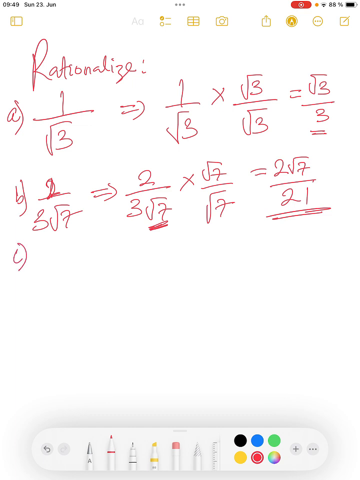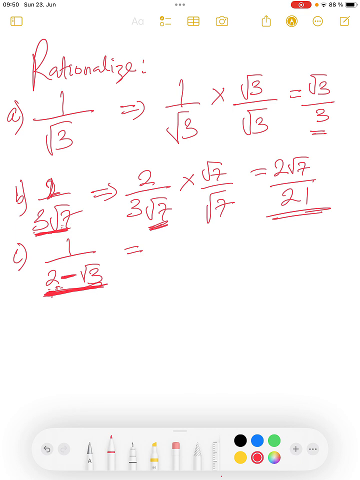Now let's look at this case. 1 over 2 minus root 3. In this case, this 2 minus root 3 is now a compound expression. The 2 is not a coefficient, mind you. Don't confuse it with this kind of case. This kind of case is different from this. In this case, 3 is the coefficient of root 7. But in this case, there is subtraction between them, making it a compound expression. So you need to find the conjugate.